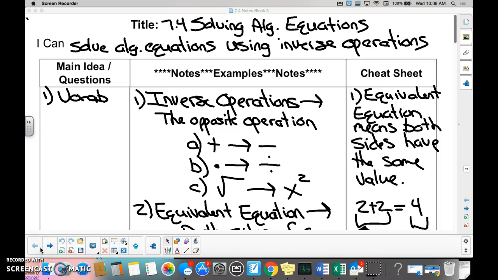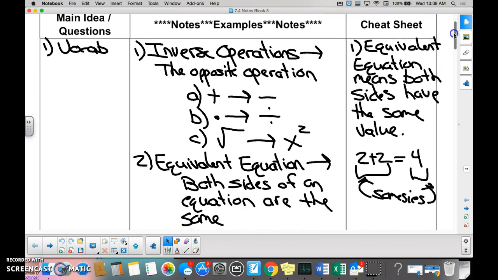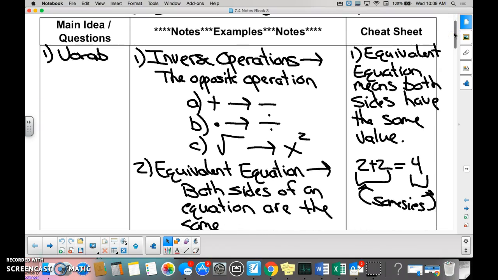7.4 Solving algebraic equations. I can solve algebraic equations using inverse operations. All right, cool. So we're solving algebraic equations using inverse operations. What does inverse operations mean, Barton? The opposite operation of the one that has been used. So what's the opposite of addition? Subtraction. What's the opposite of multiplication? Division. So we undo algebraic equations by using the inverse operation or the opposite operation. Okay?